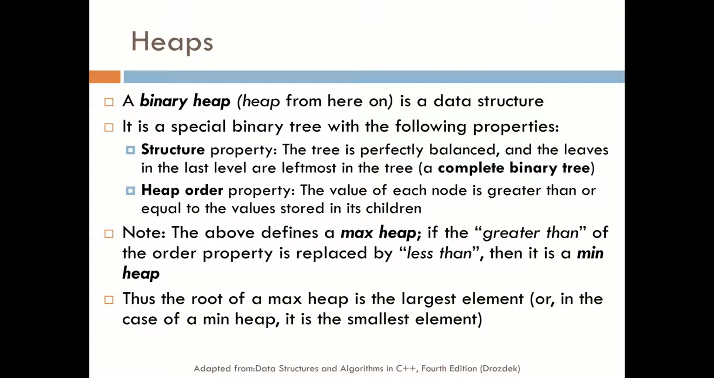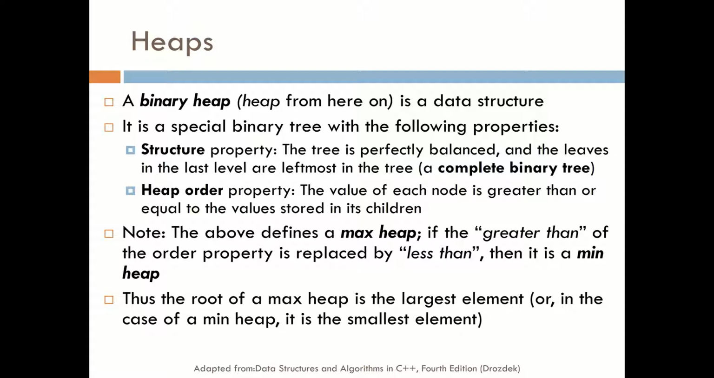A heap, on the other hand, is a data structure. So a binary heap is a data structure. I'll refer to it as a heap from now on. But this is a special binary tree that has the following properties. It's got two key properties. Number one, it has a structure property. The structure property says that the tree is perfectly balanced and the leaves in the last level are leftmost in the tree. We've seen this description before. This describes a complete binary tree.